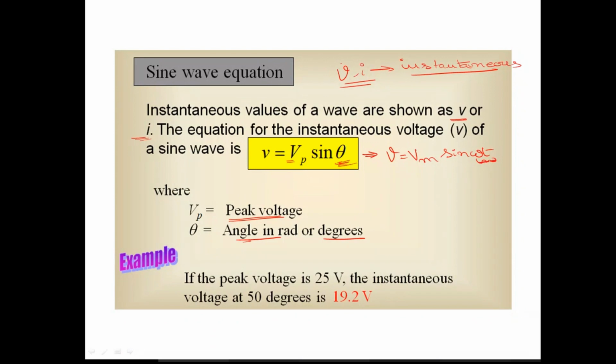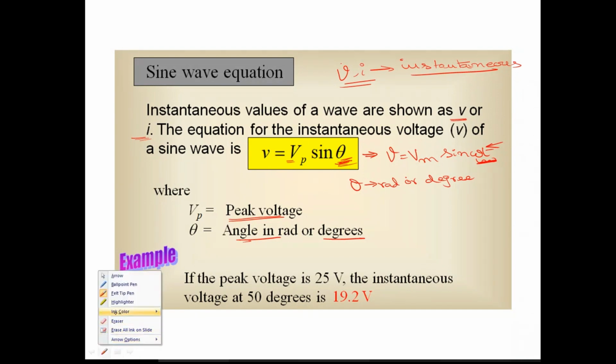Sometimes we also use omega t, where t is the time. This theta is directly given in either radians or degrees. Whereas if we use the expression v is equal to Vm sin omega t, that t is the time, and when t is used as time, then omega should be in radians per second. It must be in radians since t is in seconds.